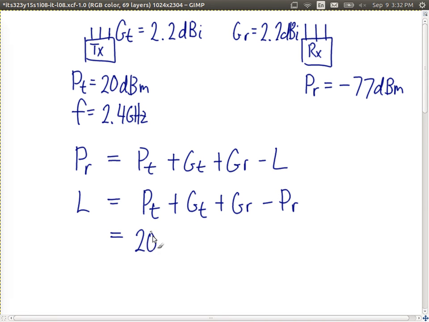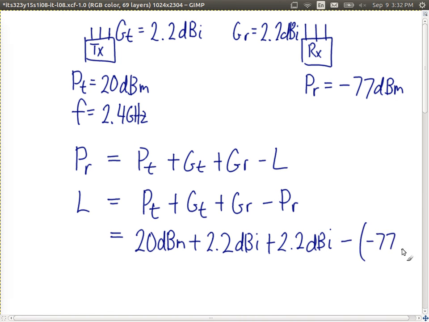PT is 20 dBm. GT is 2.2 dBi, so is GR. And PR is minus 77 dBm. This is why it's sometimes useful to use the values in dB. Most of the specs for equipment will be expressed in dB, and then just adding and subtracting is quite easy. 22.2, 24.2 plus 77 is 101.2 dB.